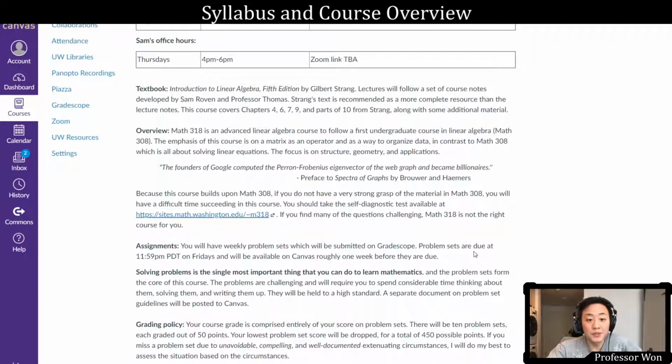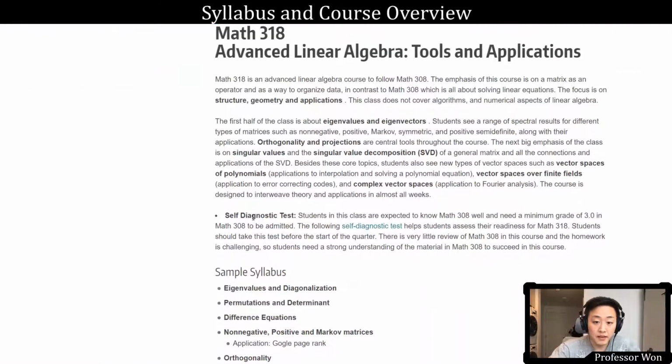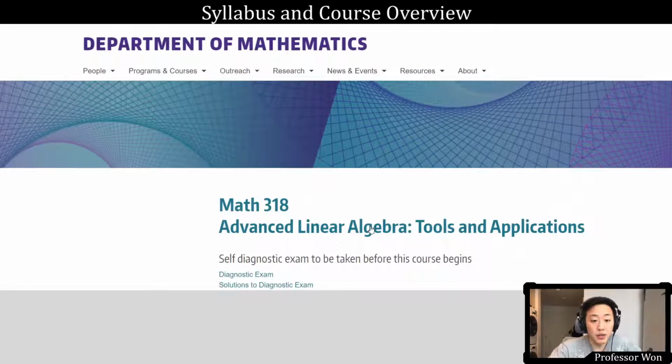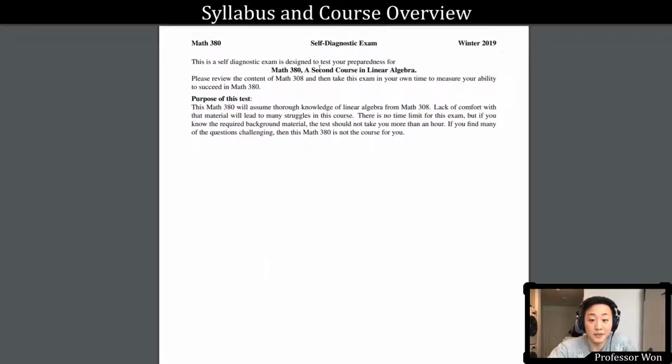That said, again, this course is called Advanced Linear Algebra. The course builds upon all the stuff that's covered in Math 308, which means that if you don't have a very strong grasp of the material in Math 308, then you'll have a difficult time in this course. So there's a link here to the self-diagnostic test provided by the department. If you click, it's here. And you should do this self-diagnostic test and get a realistic idea of how strong you are in Math 308.